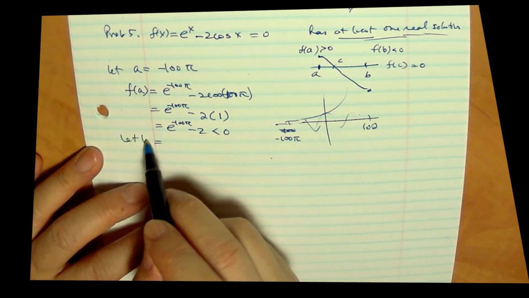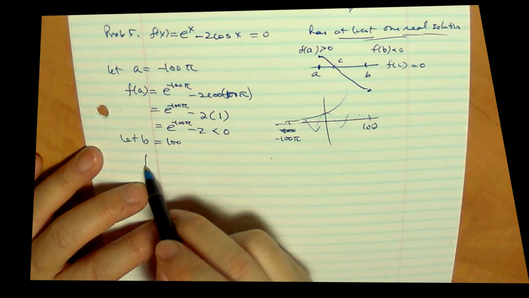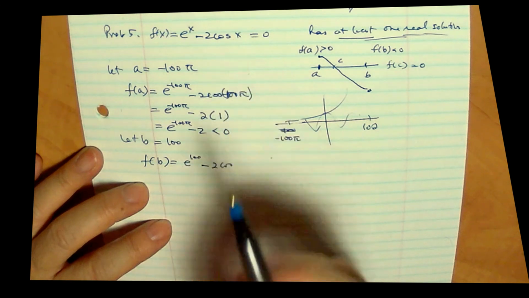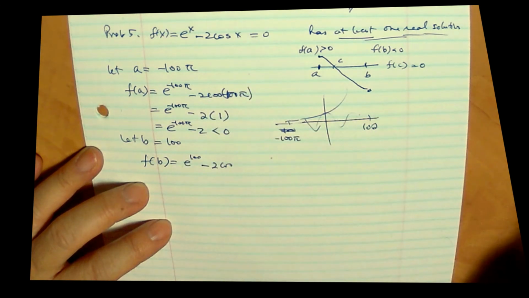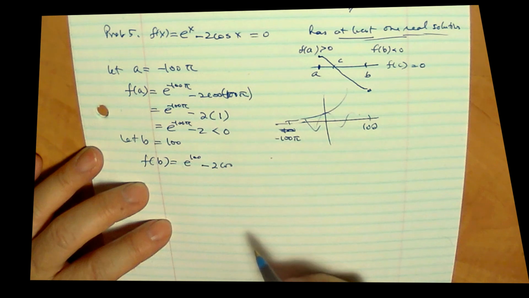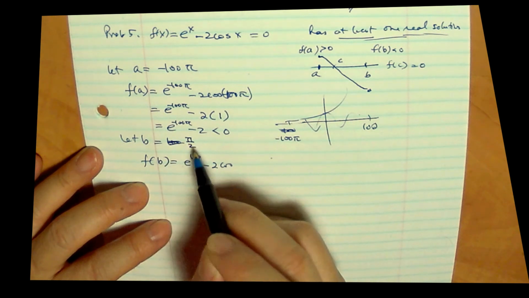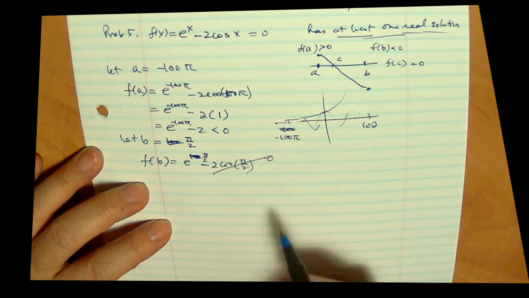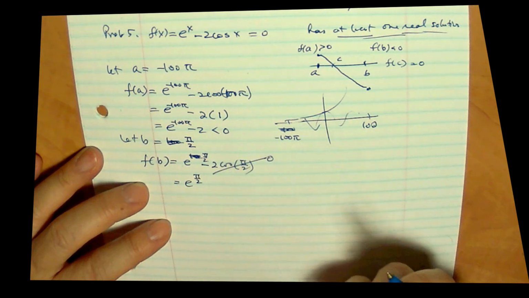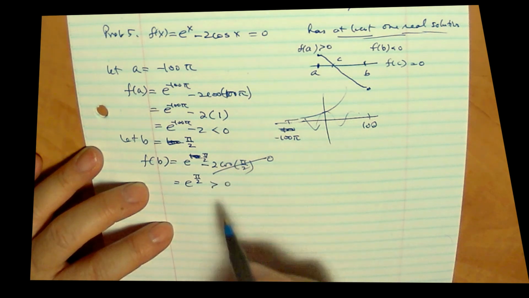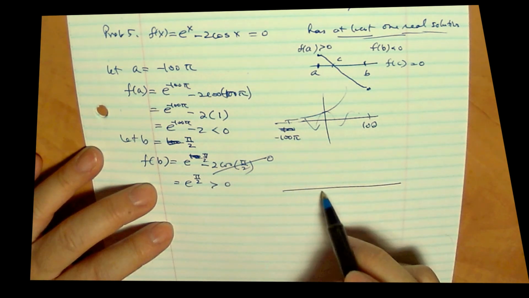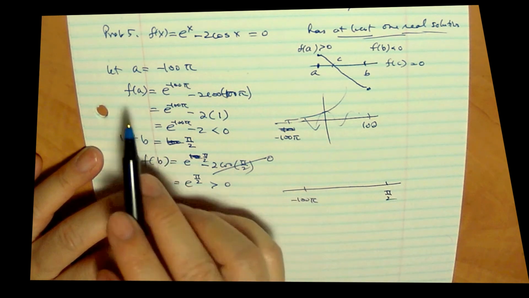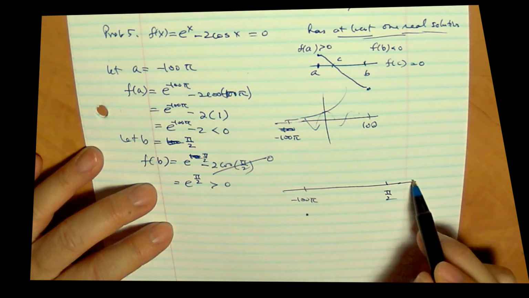And then we say let b be 100. Then f of b is e to the 100 minus 2 cosine 100. Well, 100 is not such a nice number because you don't know what cosine 100 is. I want the cosine to be 0, it would be easier. So how about let's just say pi over 2. So e to the pi over 2 minus 2 cosine pi over 2, but cosine pi over 2 is 0. And e to the pi over 2 is positive. So we have found a, which is negative 100 pi, and b, which is pi over 2, where f of a is negative, below the x-axis.